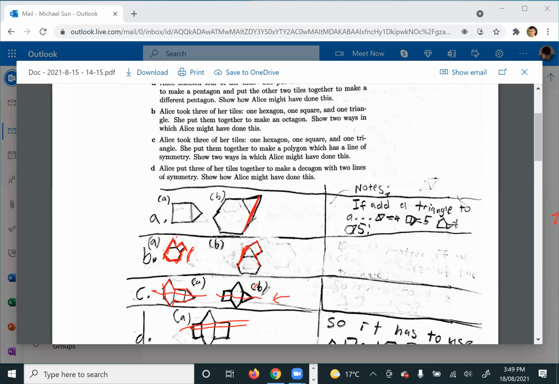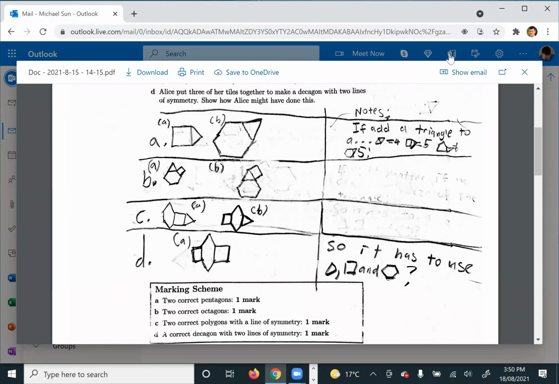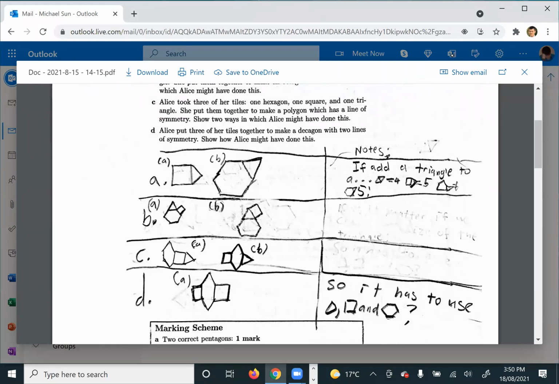Okay, so part D says Alice put 3 of her tiles together to make a decagon with 2 lines of symmetry. Sure, Alice might have done this. So is this a decagon? Here's a question, I like this question. Does it have to use a triangle, a square, and a hexagon? I don't think so. She just has to use 3 of her tiles.